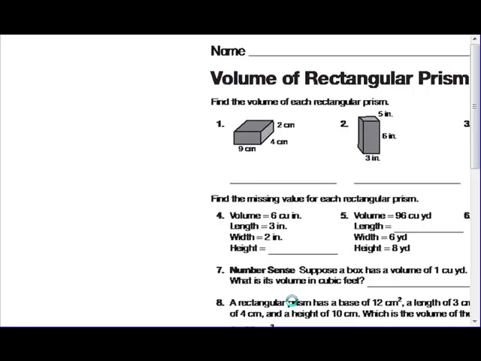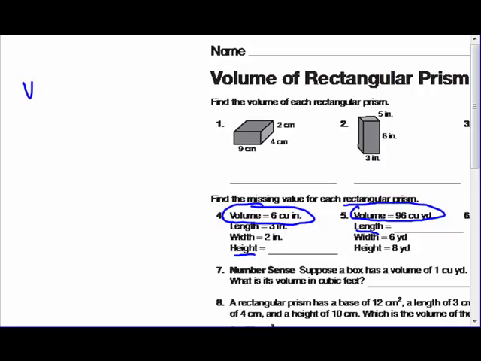This is a lesson on understanding the volume of rectangular prisms, and we're also going to cover what to do when they want you to find either the height or the length or possibly even the width, and they don't give you the volume. Instead, they give you the other measurements. So let's remember our formula for volume.